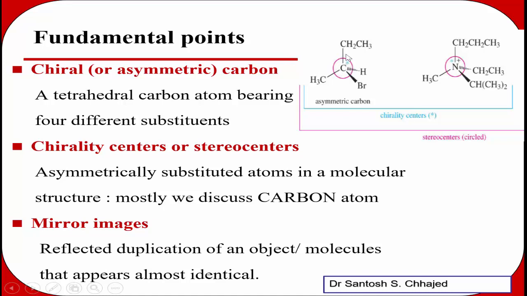You could see it is linked to four different substituents like hydrogen, bromine, methyl and ethyl. Here you could see a quaternary nitrogen, which again is linked to four different alkyl groups: methyl, ethyl, isopropyl and propyl. So this is how these are chiral in nature, or these are called chirality centers, or alternatively stereo centers, and for the sake of understanding I have circled them.